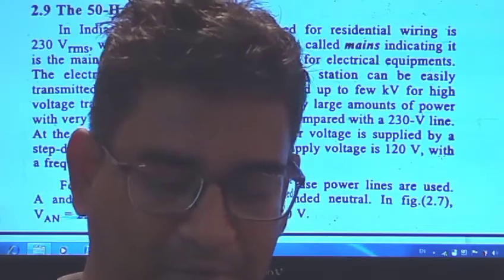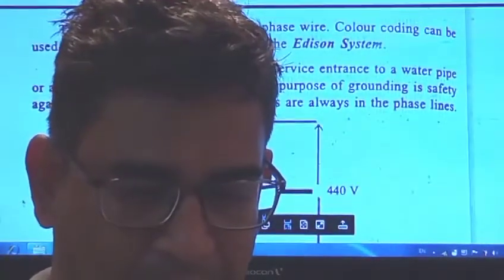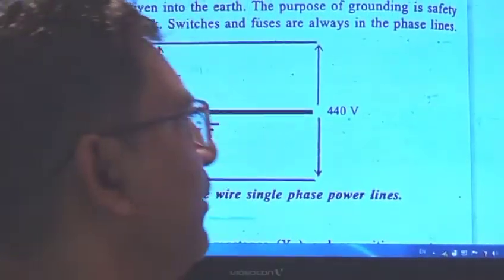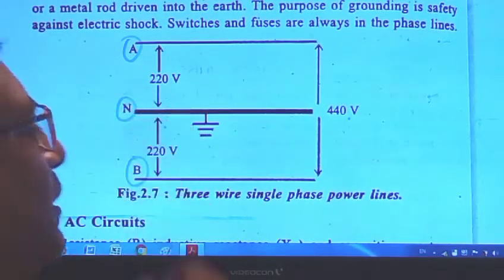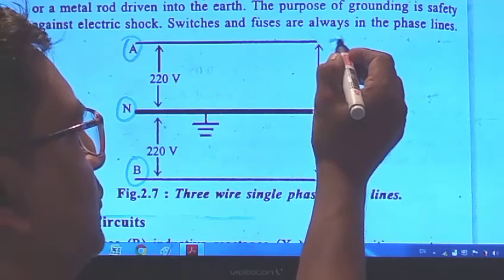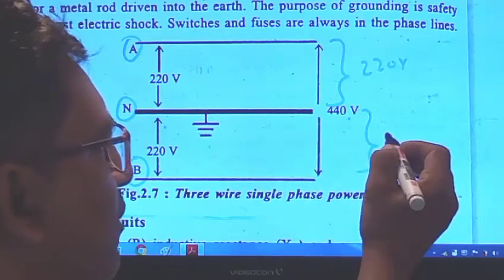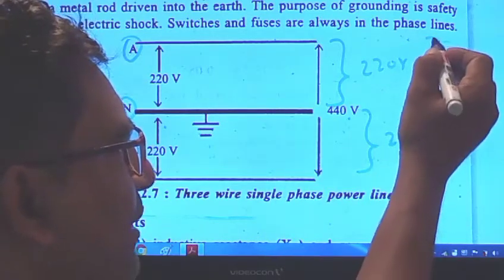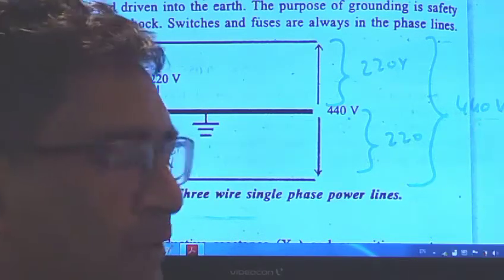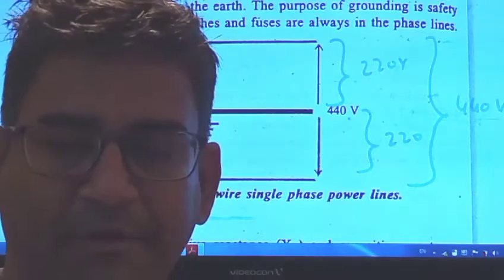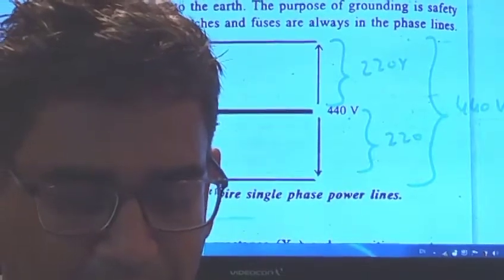When you observe it, it looks like this. This is the system where you get A, B and the neutral. It gives you 220 volt, and from the other phase to the ground again 220 volt, and when we combine both of them, you get 440 volt. Okay, this much is the value you obtain for a single phase power line.